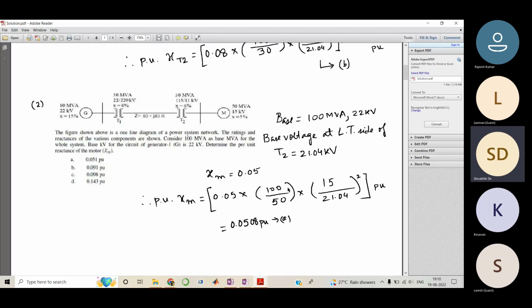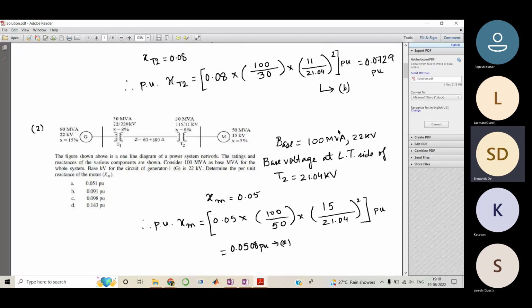So again, using the same formula, since the base is 100 MVA and 22 kV, here concentrate on the 100 MVA, not 22 kV. So why, I will be telling you. So 0.05 into the new base MVA divided by the old base MVA, into the old kV, which was 15 kV, divided by the new kV. This 22 kV was on the generator side, so this 22 cannot be used here. Instead of that, we calculated the base voltage at this side, the lower voltage side of T2, which was 21.04. So we are using that here.